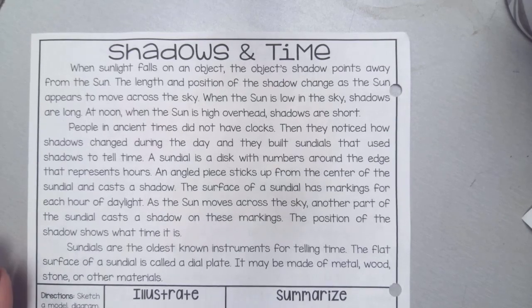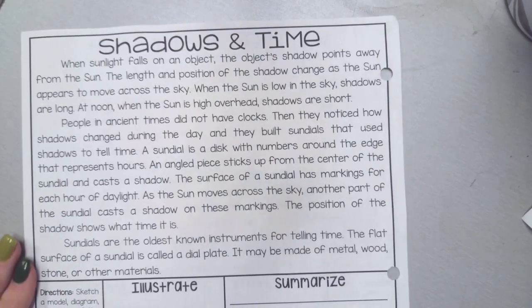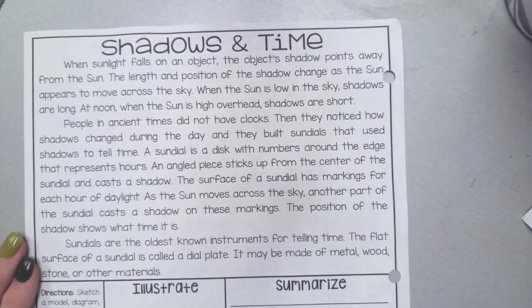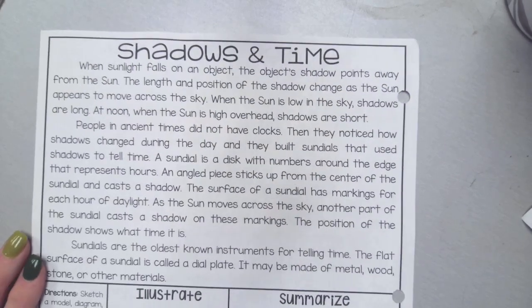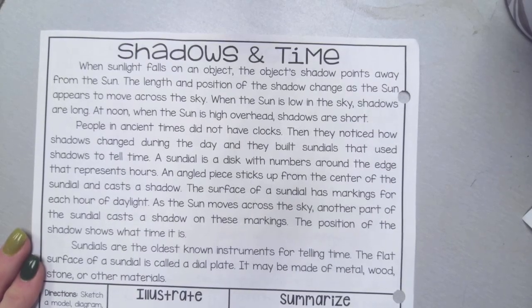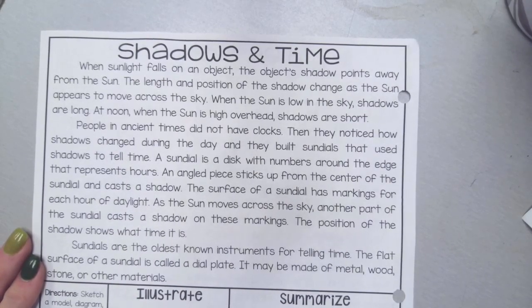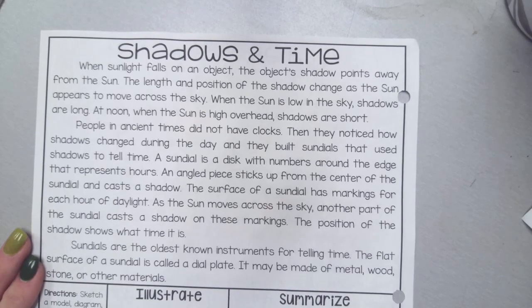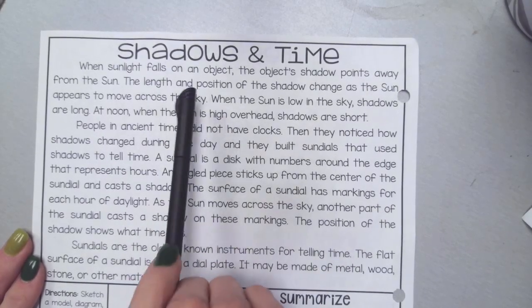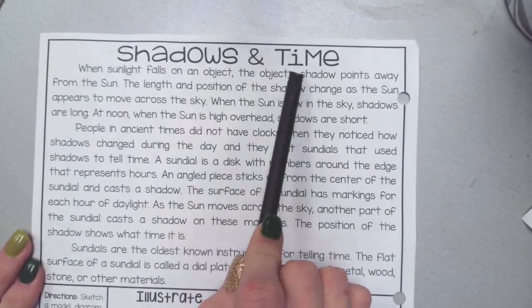Shadows and time. Yesterday we looked at winter and summer and what makes up the seasons, and how the planet Earth's orbit around the sun, as well as the tilt of the axis of planet Earth, affects our climate. So that's what gives us either summer or winter. Today we're going to look at shadows and time.